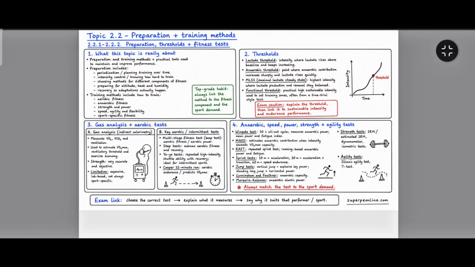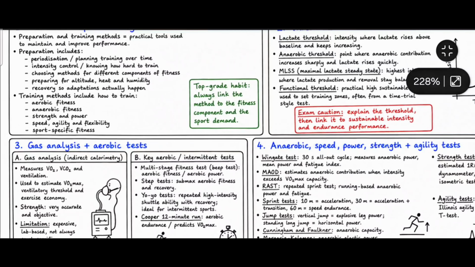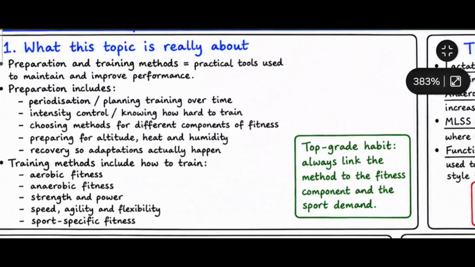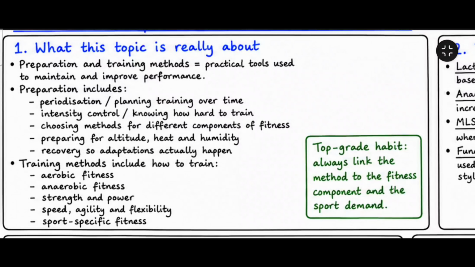Let's lock in. This is a topic where Edexcel A level is basically turning you into a strength and conditioning coach. So you need to understand how to test performance, how to interpret the data, and then how to train the right components of fitness using the right methods, the right intensities, and recovery strategies for sprint, endurance, and intermittent sports.